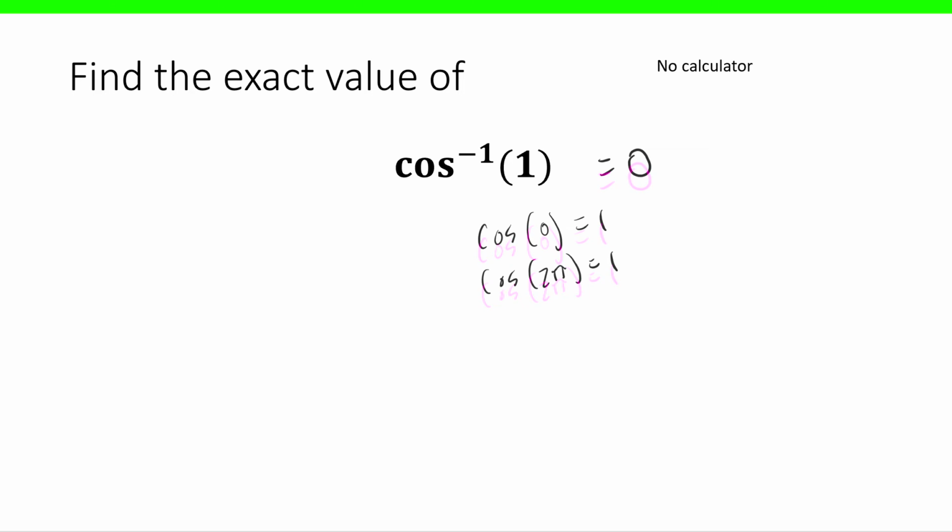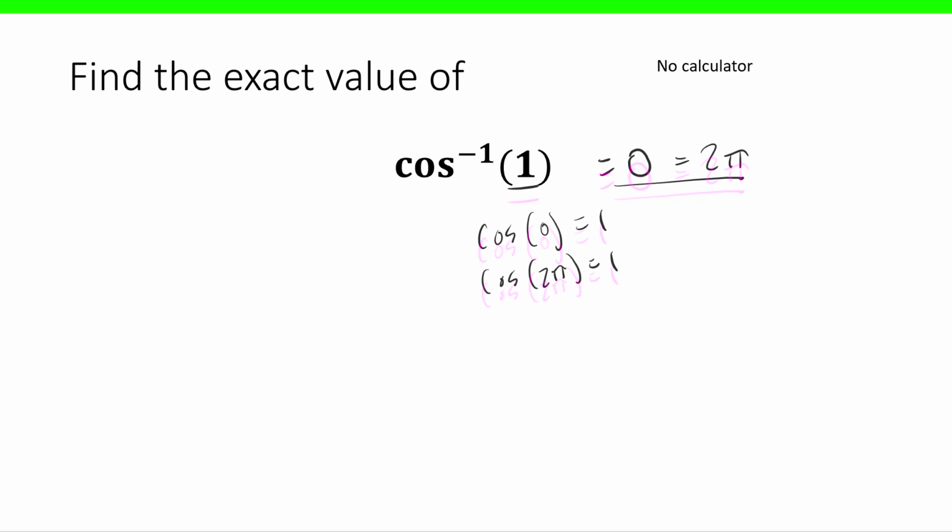But I don't want to get a value of 2 pi out here. If I did that, if I could get either of these values out by putting in a 1, now it's not a function. A function only has one output for a given input, okay? So that's why we had to restrict the domain, right?